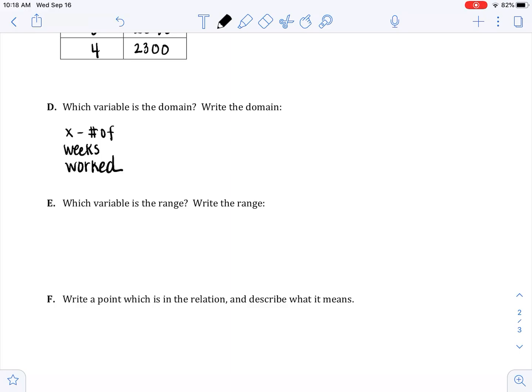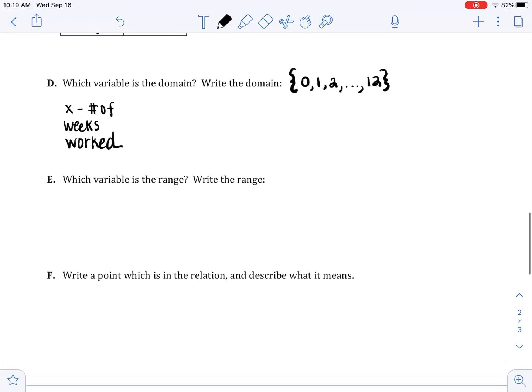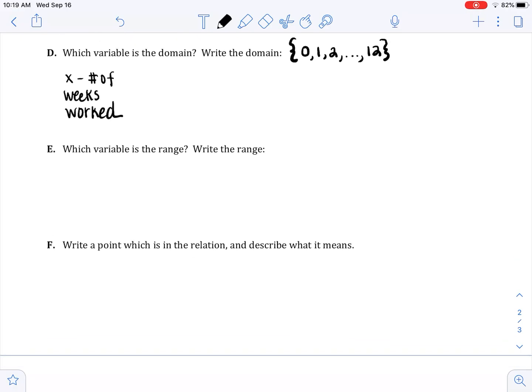Write the domain. Okay, so remember, we already said he can only work a whole number, so I can't put like in between 0 and 12. I'm making a list. Lists always go in curly brackets. He can work 0 weeks. He can work 1 week. He can work 2 weeks. And then I'm going to put comma, dot, dot, dot. And then he can work all the way up to 12 weeks. If you wrote out every single number, that is also correct.